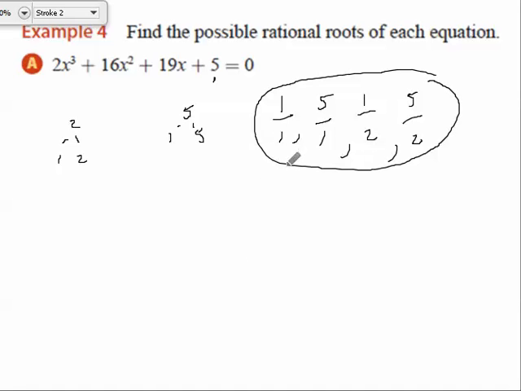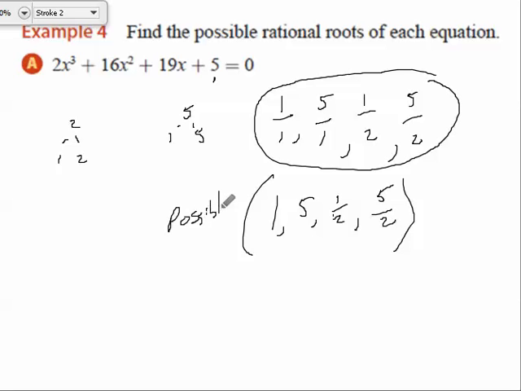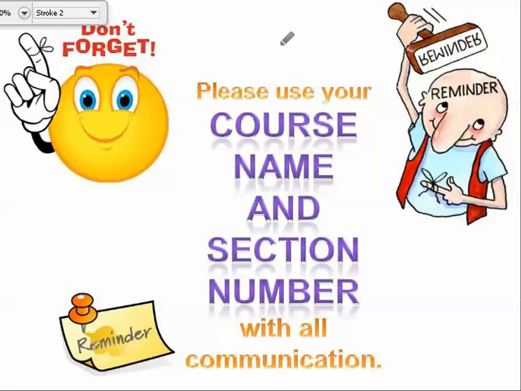These are possible factors. So what are the possible factors? 1, 5, 1 over 2, and 5 over 2, which is 2.5. Those are possible. Okay? How would you determine if they're really factors? We could do synthetic division on them and see which ones turn out to be real factors. You do not have to just accept them as possible factors. You can see if they are real factors then by doing the synthetic division.